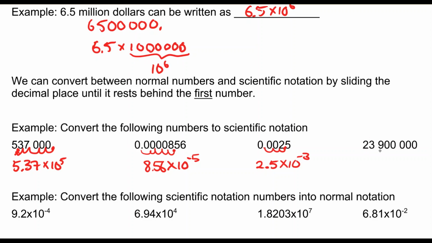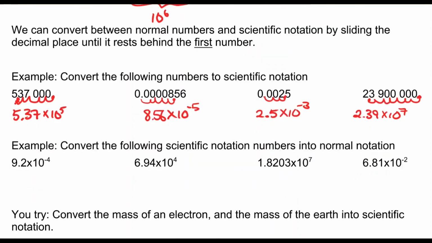Here we go. The decimal is here right now, and we're going to move it to the left, and we're going to see how many times we have to move it to the left. So 2.39 times 10 to the positive, 1, 2, 3, 4, 5, 6, 7. 2.39 times 10 to the positive 7.